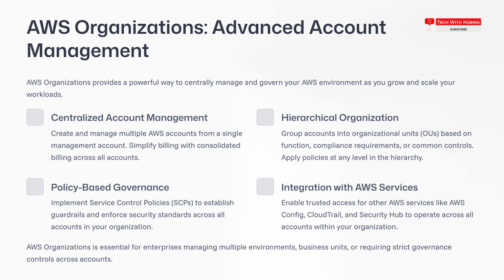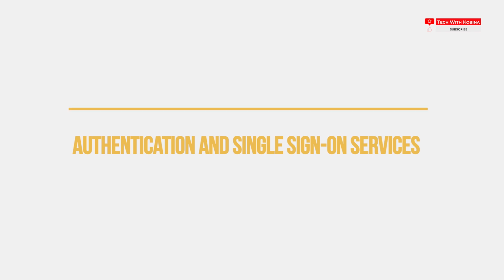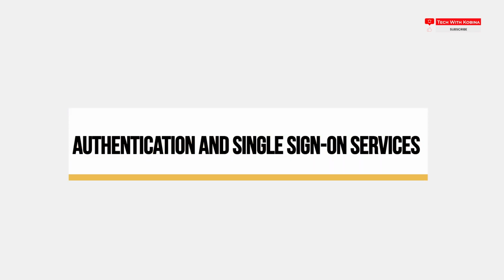Next is AWS Organizations, which helps you centrally manage billing and apply service control policies, or SCP, to multiple AWS accounts in your organization. This is especially important for large enterprises that use multiple AWS accounts for different business units or environments. Moving on to authentication and single sign-on services.